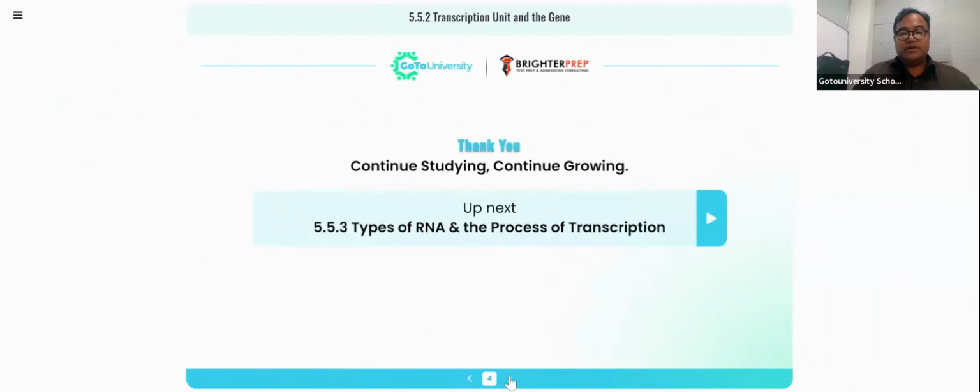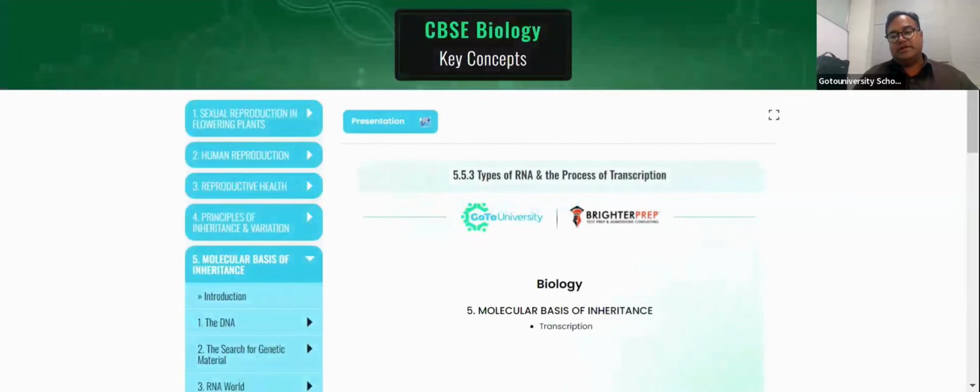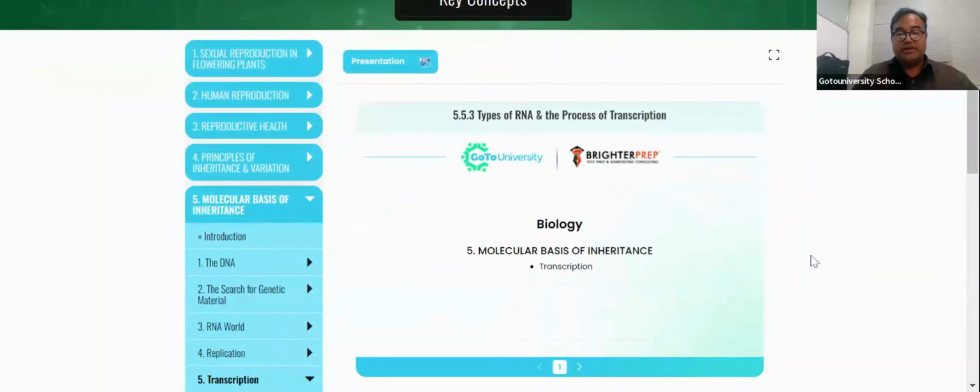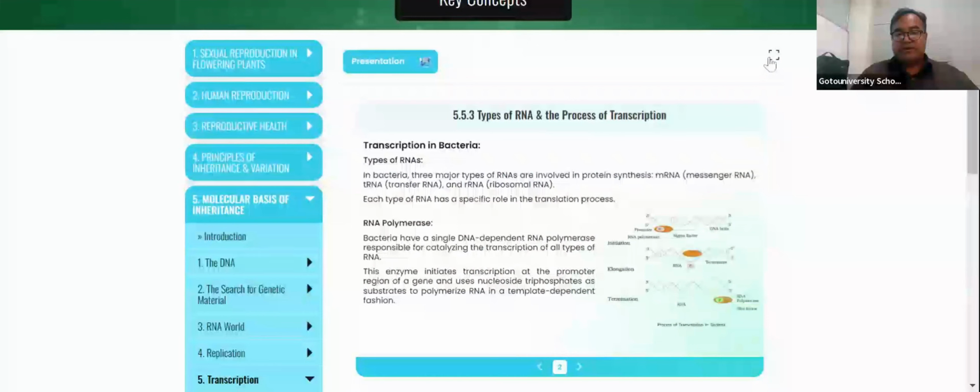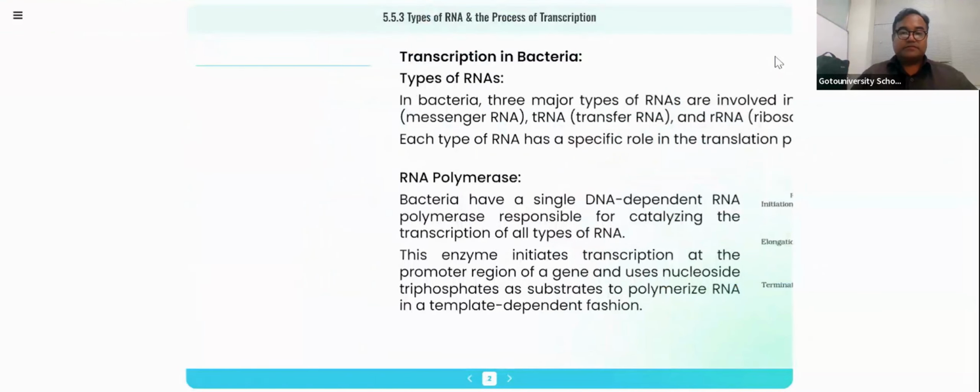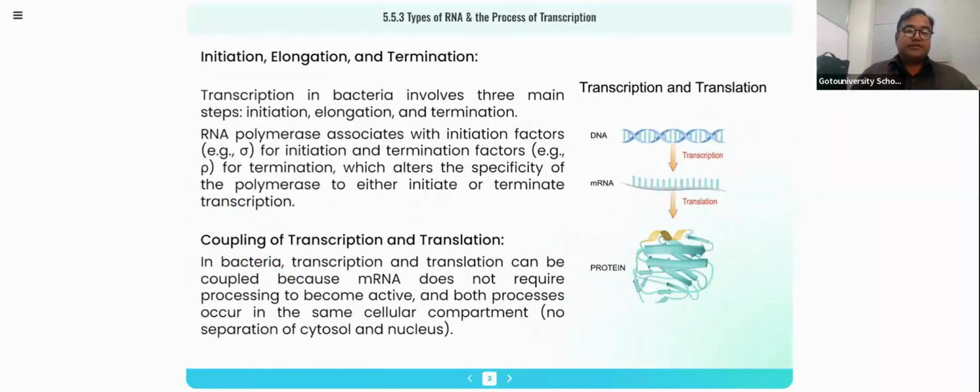And now we're going to the types of RNA. Before going to the types of RNA, if anybody has any doubt, please let me know. I'm there with you to help you. We know different types of RNAs. One is called mRNA, another is called tRNA, another is called rRNA, right? You know very well RNA polymerase makes different types of RNAs.